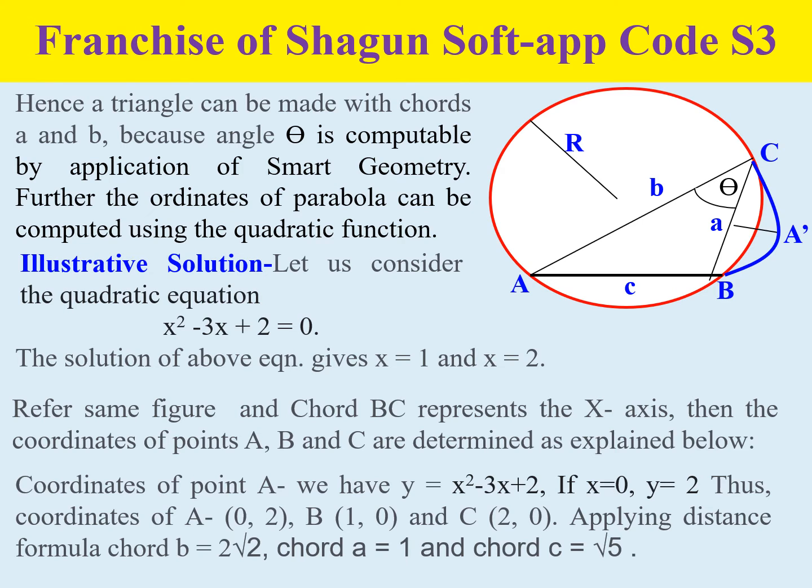Learning outcomes. Performing the above activity in MATLAB will improve geometry knowledge. The new skill will make the student intelligent. Shagun Soft-App S3 is used to determine angle theta between a pair of sides a and b. The new attributes of the quadratic equation are useful in the design of target-oriented robots.